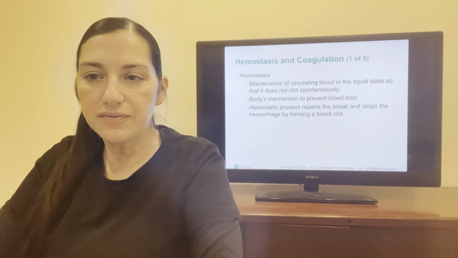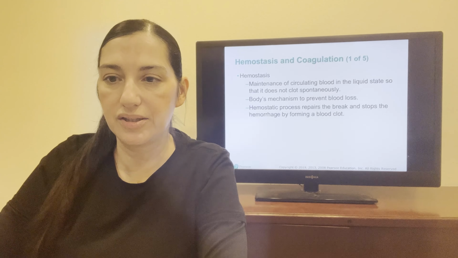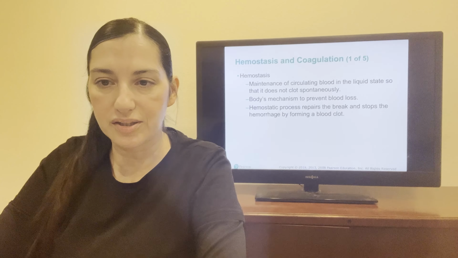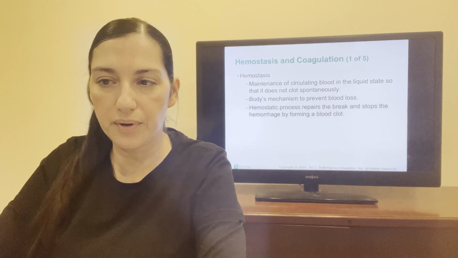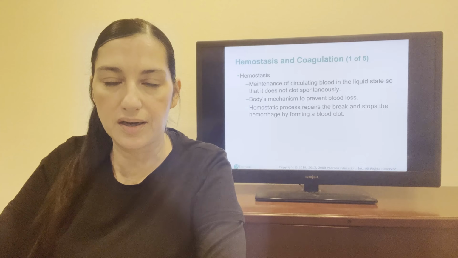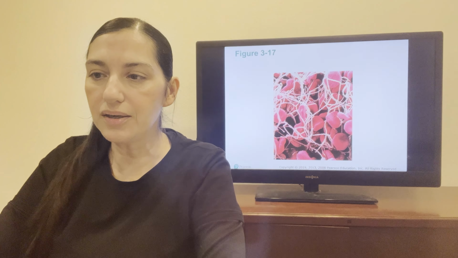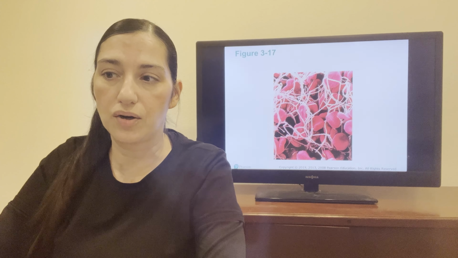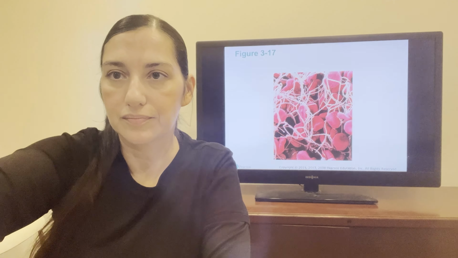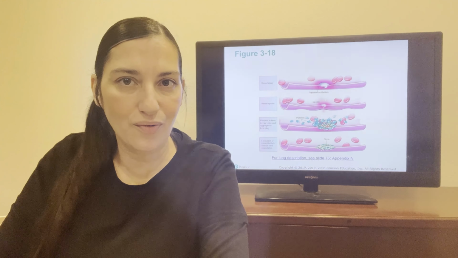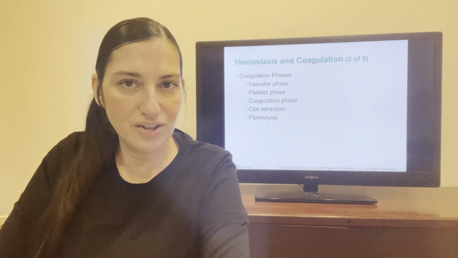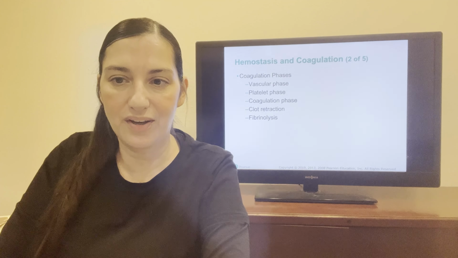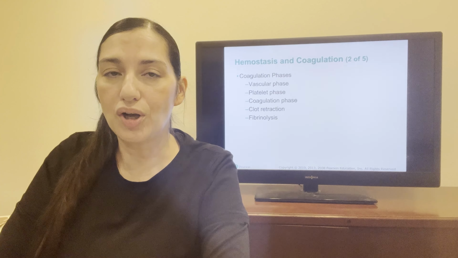Hemostasis, maintenance of circulating blood in the liquid state so that it does not clot spontaneously. It is the body's mechanism to prevent blood loss. The hemostatic process repairs the break and stops the hemorrhage by forming a blood clot. Blood clot. These strands of fibrin trap many erythrocytes to form a blood clot or thrombus. Hemostasis overview. Coagulation phases: vascular phase, platelet phase, coagulation phase, clot retraction, fibrinolysis.